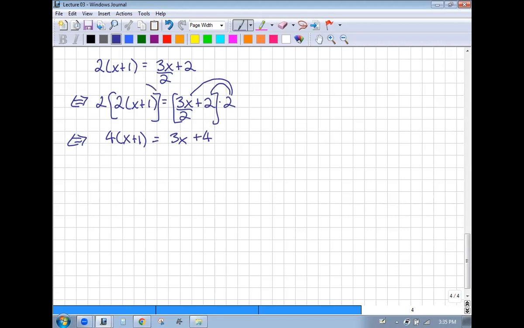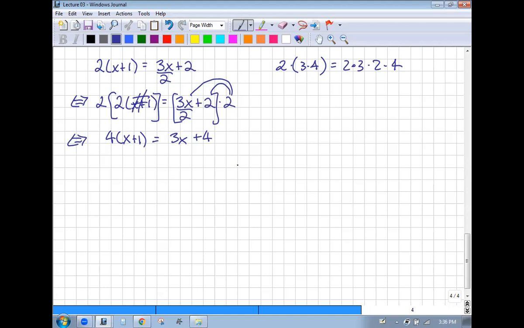Right? Subtlety here: you don't want to multiply the 2 times both of those. If you have 3 times 4 and you multiply that by 2, this is just 2 times 3 times 4. You wouldn't say this is 2 times 3 times 2 times 4. You'd have two 2s in there. So you only have to multiply the 2 times the 4. That's it. This is just a number.